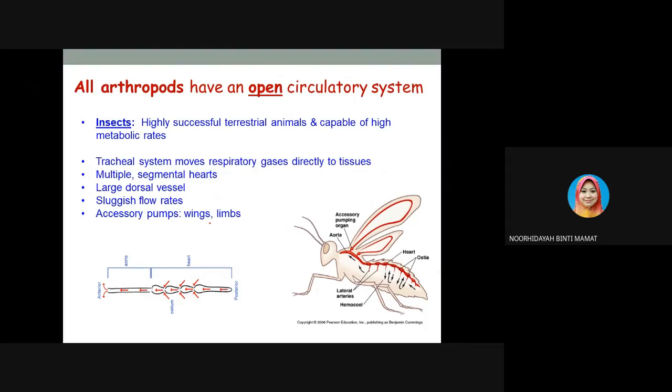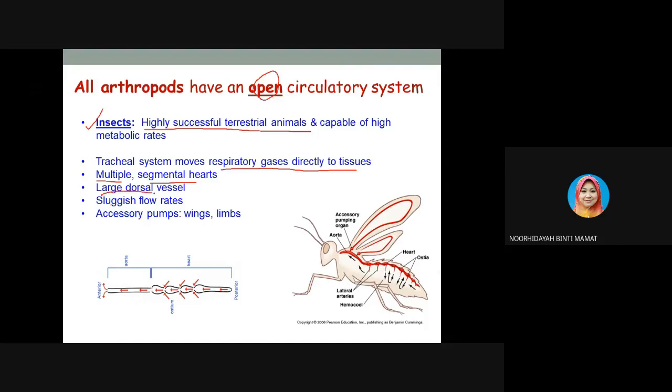So arthropods. Just like talking about the annelids and mollusks, this is arthropods. All arthropods have an open circulatory system. There is no group of animals from arthropods that has a closed circulatory system. All of them have an open circulatory system. For example, insects. These insects are highly successful terrestrial animals, capable of high metabolic rates. They have tracheal systems that move the respiratory gases directly to the tissues. They also have multiple and segmented hearts, as we can see from here.